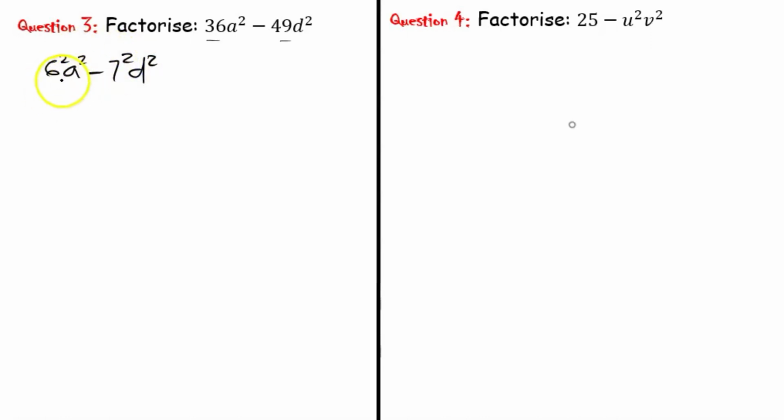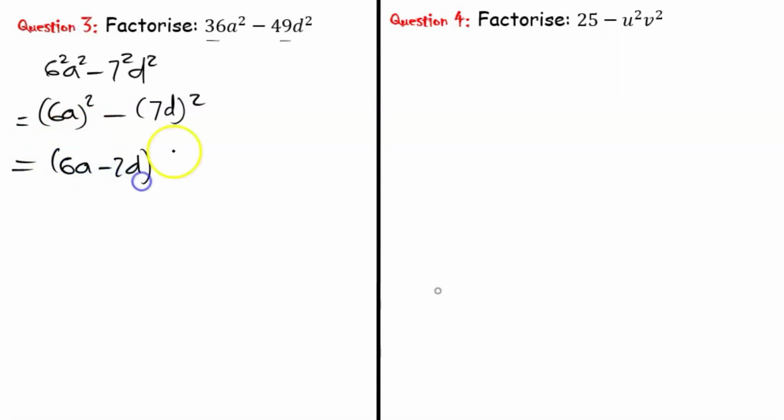Since both of them are squares, you can group them together and give them a common square. Also the same thing to this. Once this is done, you simply apply your difference of two squares. So in the first bracket, we are going to have 6a minus 7d. And in the second bracket, we are going to have 6a plus 7d. And this is going to be our final answer.